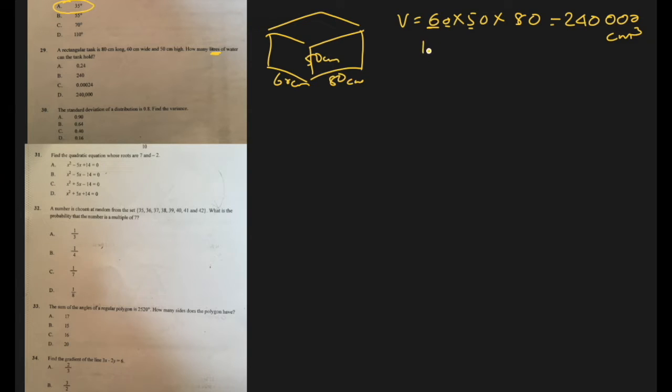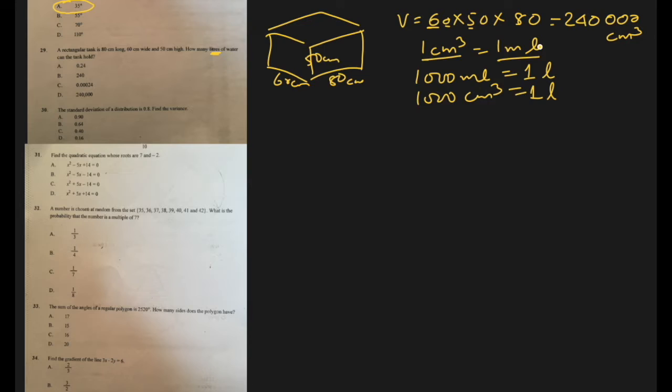You should know that 1 centimeter cube is equal to 1 milliliter. Right? So 1000 milliliters make 1 liter. That means 1000 centimeter cube will be 1 liter, right? Because 1 centimeter cube is 1 milliliter. So just divide this by 1000 and you get total number of liters. 240 liters.